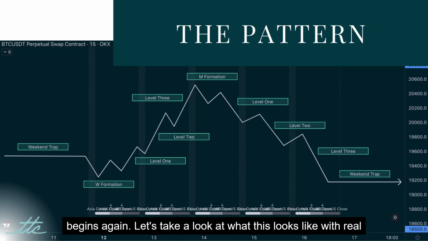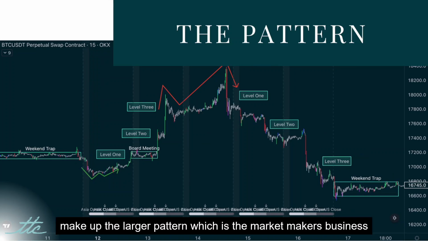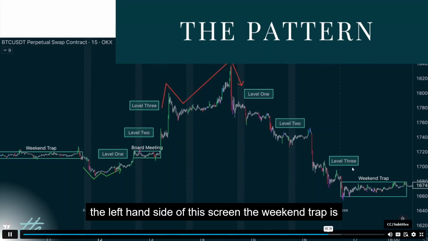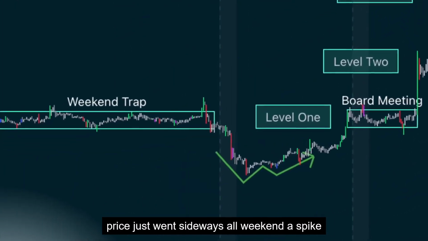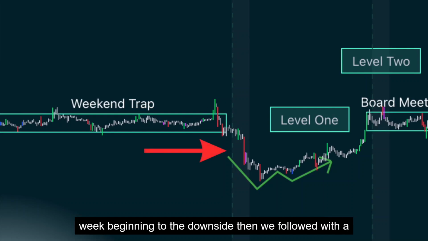Let's take a look at what this looks like with real price action. So here's a typical week. On this chart, you can see the smaller patterns that make up the larger pattern, which is the market maker's business model. On the left-hand side of this screen, the weekend trap is highlighted in that box there, and that's where price just went sideways all weekend. A spike high out of the weekend trap led to the false move week beginning to the downside.